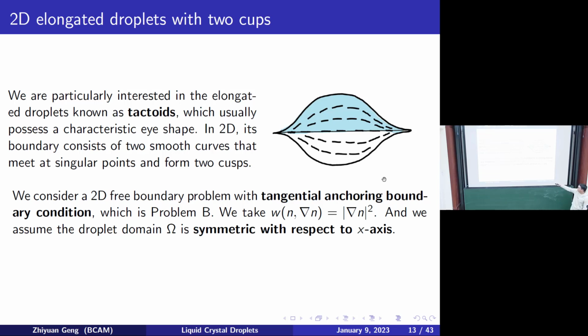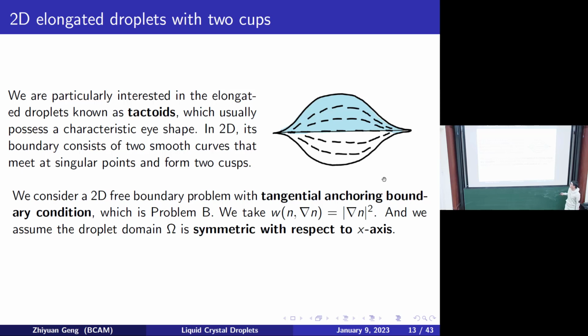We will consider a two-dimensional free boundary problem. We also consider the director satisfying the tangential anchoring boundary condition, which means n dot mu is 0 on the boundary. And we simply take the Oseen-Frank energy of n. In the two-dimensional problem, this n is a two-dimensional unit vector, so it's on S1. We also assume that this droplet domain is symmetric with respect to the x-axis. Therefore, we only need to consider the upper half of this droplet.